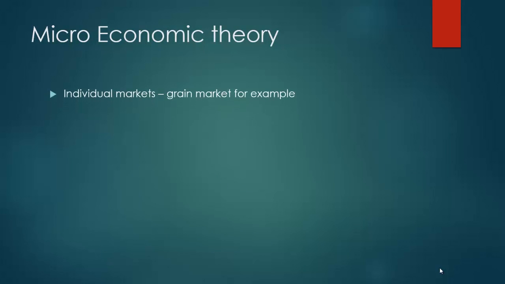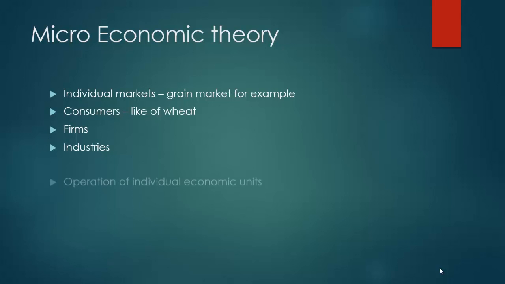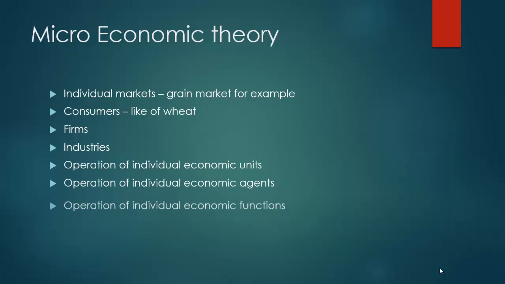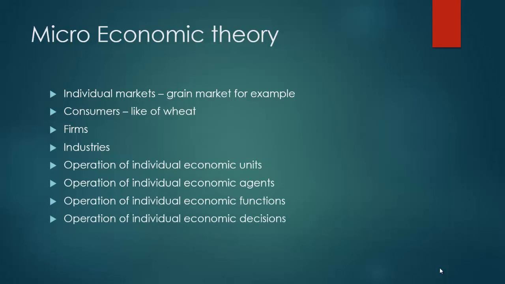Microeconomic theory focuses attention on individual markets, like the grain market, consumers, say of wheat, and also firms, industries. It is an in-depth study of how these individual economic units, or agents, operate or function or make decisions, as well as how they interact with each other.